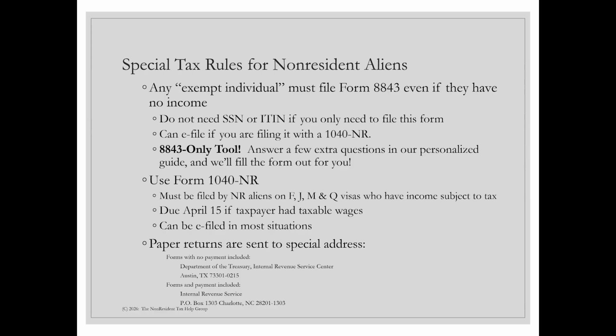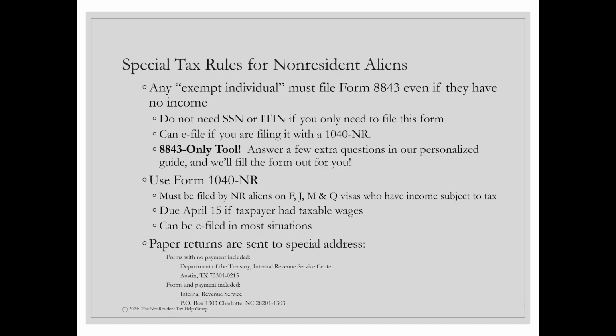An individual that is an exempt individual has to file a Form 8843, even if they have no income. One of the special things about this form is that you don't actually need a Social Security number or an ITIN number to file this form. If you are filing it with a 1040-NR, you can e-file it. Otherwise, you're going to file it on paper. On our member site, we have an 8843-only tool where you can answer a few extra questions in our personalized guide, and we'll help fill out that form for you.